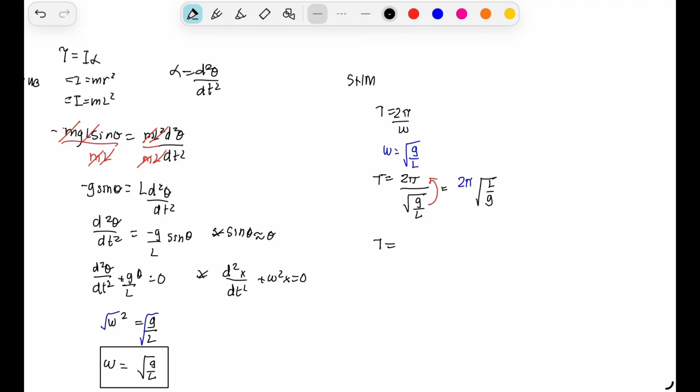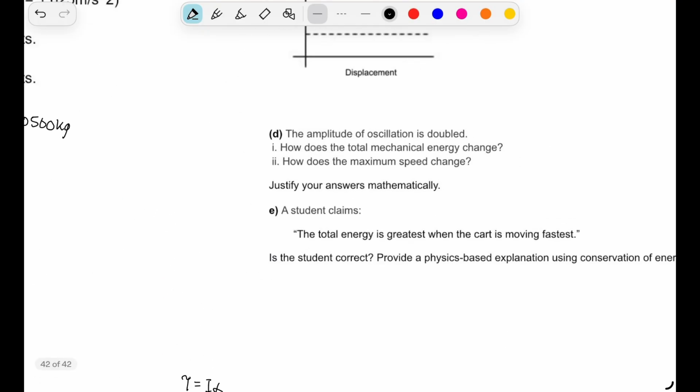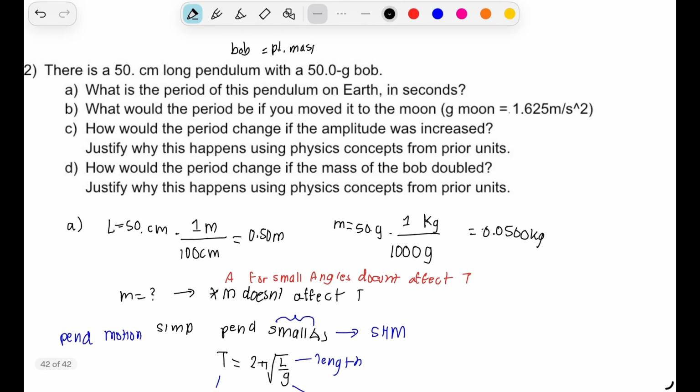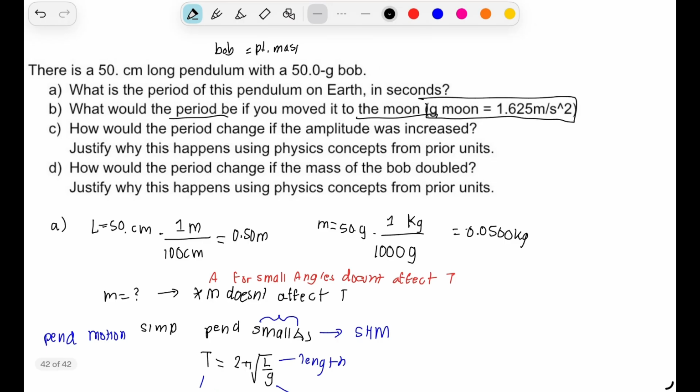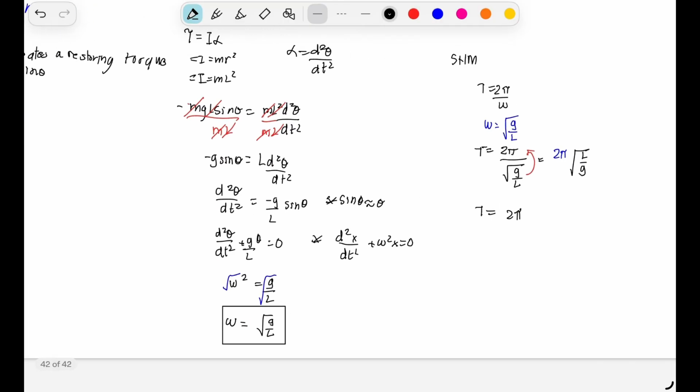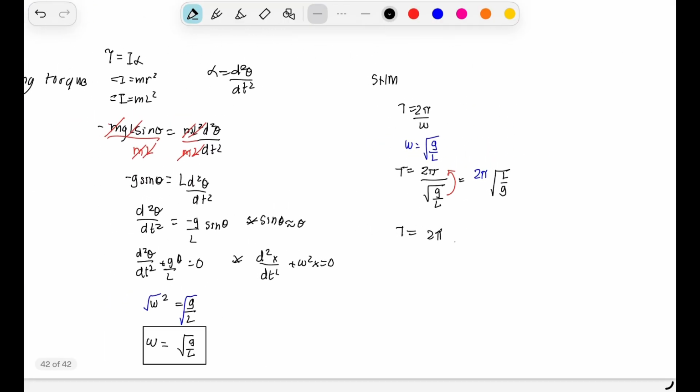Now, if you just substitute in your values, you have 2 pi. And here we were given 50 centimeters, and here we have, what would the period be if you jump to the moon? So if you examine the gravity on the moon, that's given as 1.625 meters per second squared. So that's going to be 2 pi times the root of the length, which was 0.5 meters, divided by our gravitational constant, which is 1.625, which is equal to 3.5 seconds.